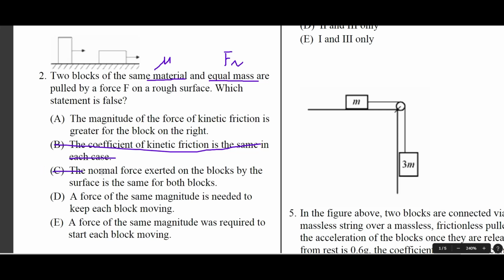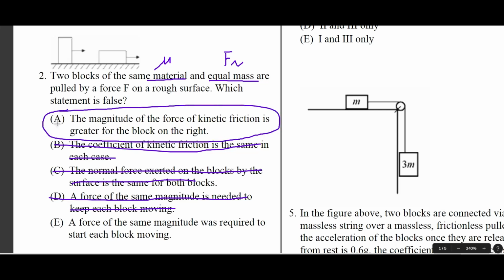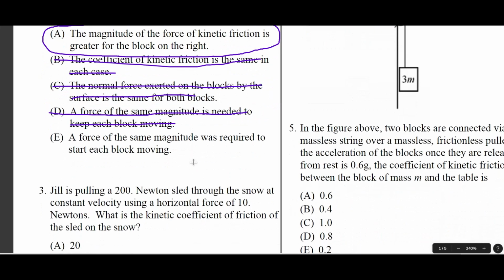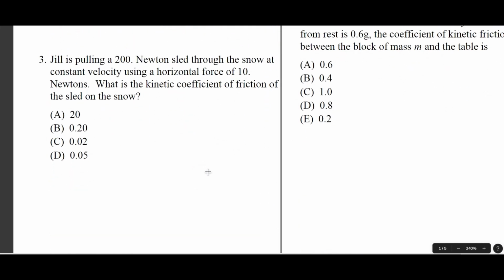This is true because it's the same mass. This is also true because of the same friction force, and pretty much the same thing here. So the only one that is false is this one, that the magnitude of the frictional force is greater for the block on the right. The amount of material on the ground does not affect how much friction it experiences, just mu and Fn, the material and the normal force. Here's the next one. Pause the video, work it yourself. I'm going to go over it in a second.